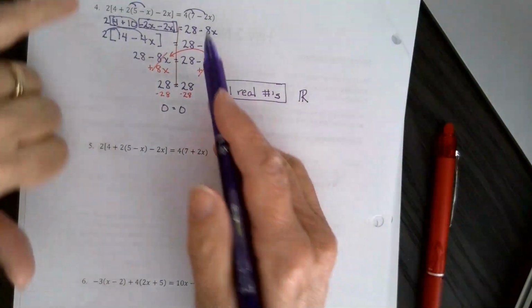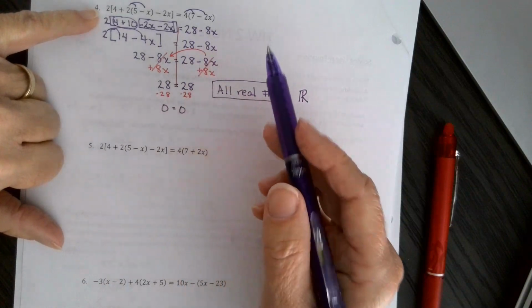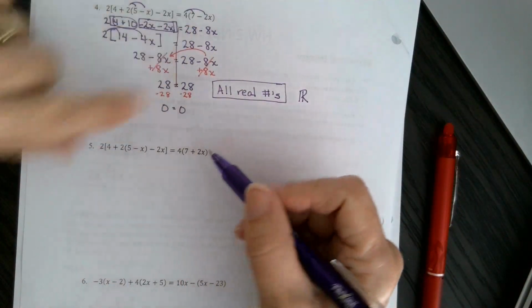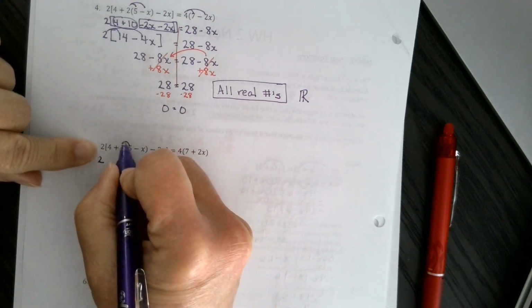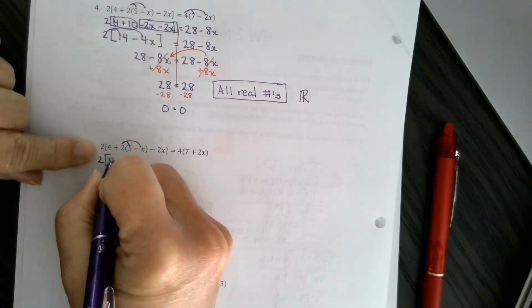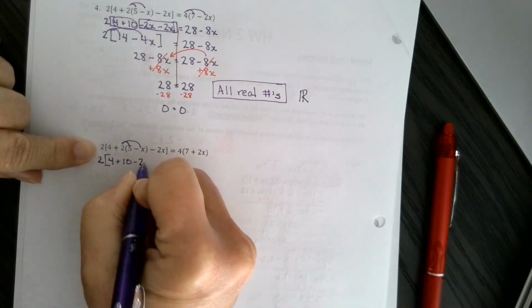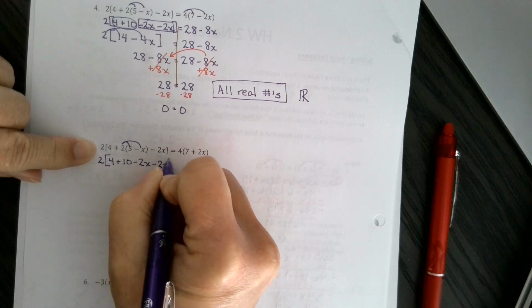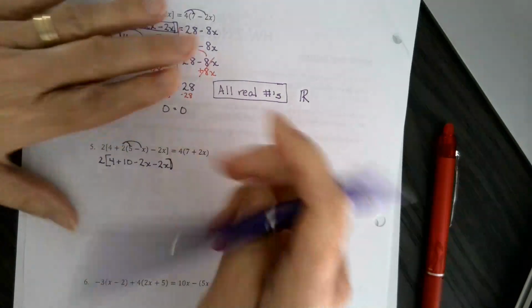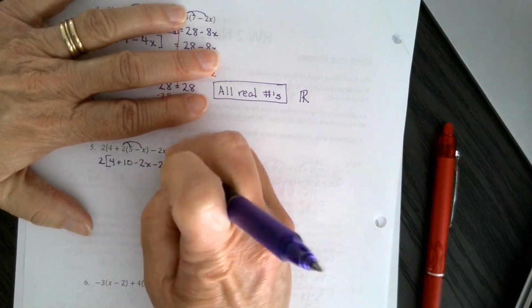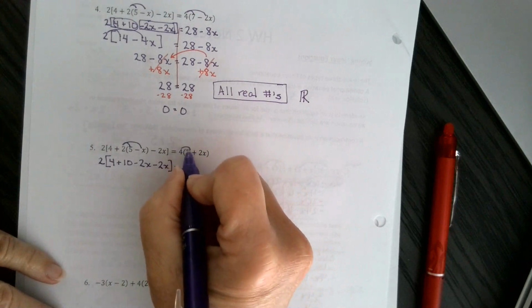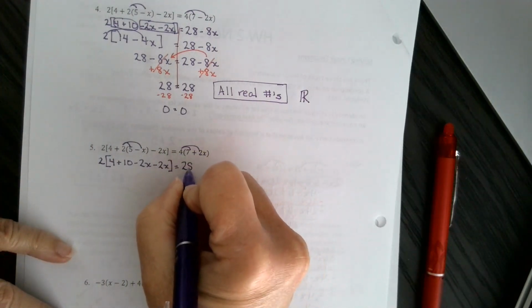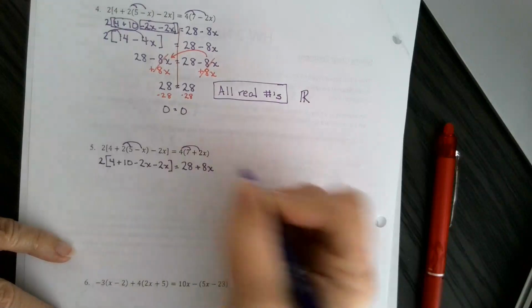Okay, and this next one looks exactly the same as up here, but they've changed this to a plus. So, again, I'm going to act like it's not the same. Going to distribute that there, and I get 4 plus 10 minus 2x minus 2x. I don't really have to use a bracket. I could have used parentheses once I got rid of these parentheses, but I'll just use a bracket. It just means grouping symbols. Over here gives me 28 plus 8x.